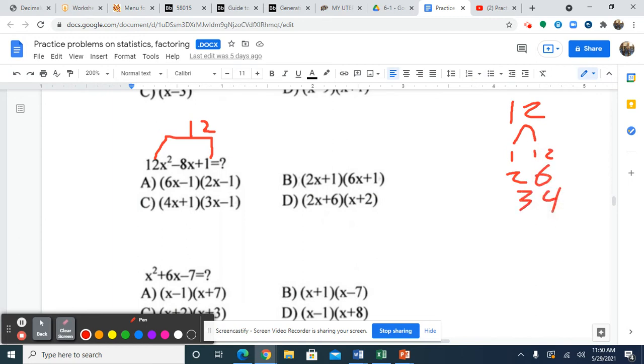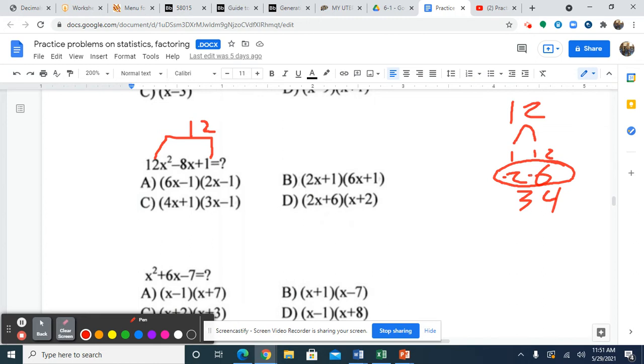And again, they have to multiply to a positive 12, but add up to that negative 8, which is going to be those two numbers in the middle, 2 and 6. And they're both going to be negative. Negative 2 times negative 6 is positive 12. Negative 2 minus 6 is negative 8.